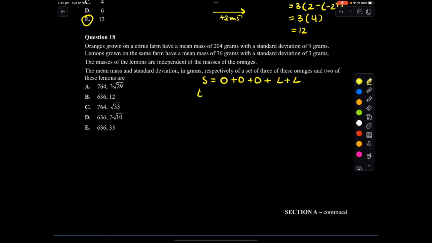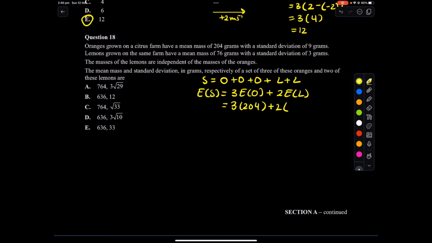So the expected mass is just the expected value of S, which is just the expected value of O plus the expected value of O. In other words, it's just 3 times the expected value of O. And then the other one is going to be 2 times the expected value of L, which we already know.